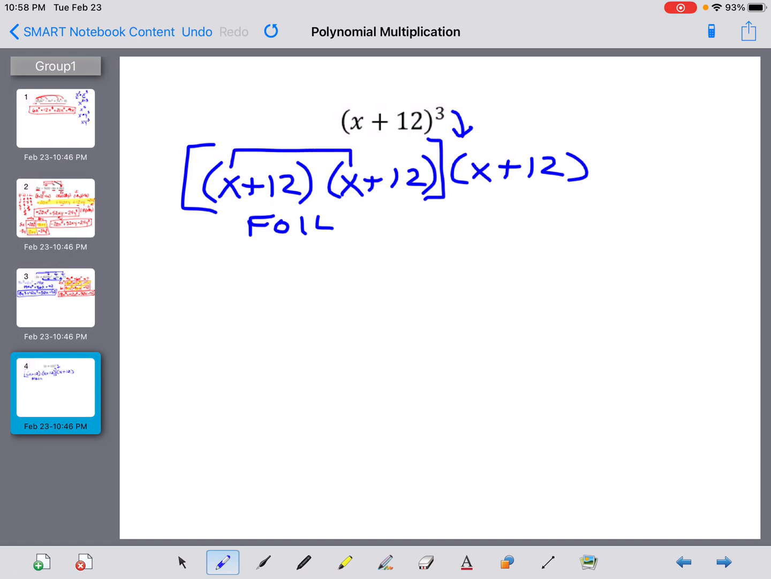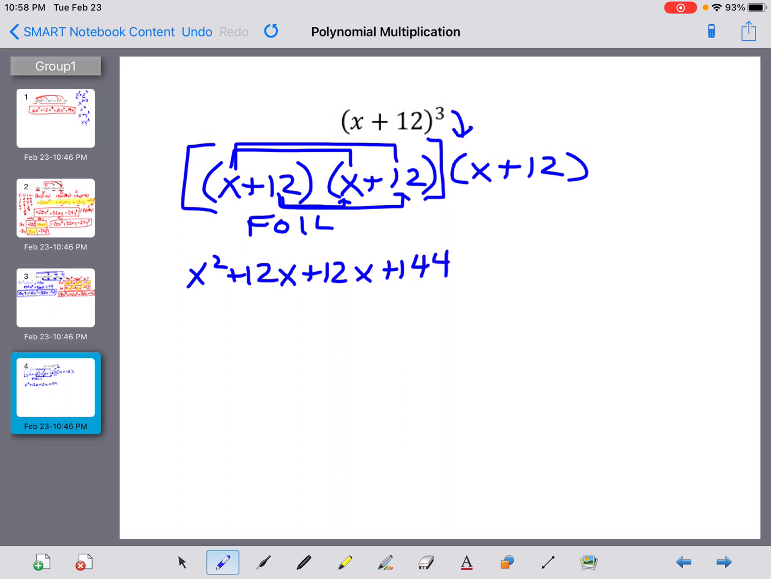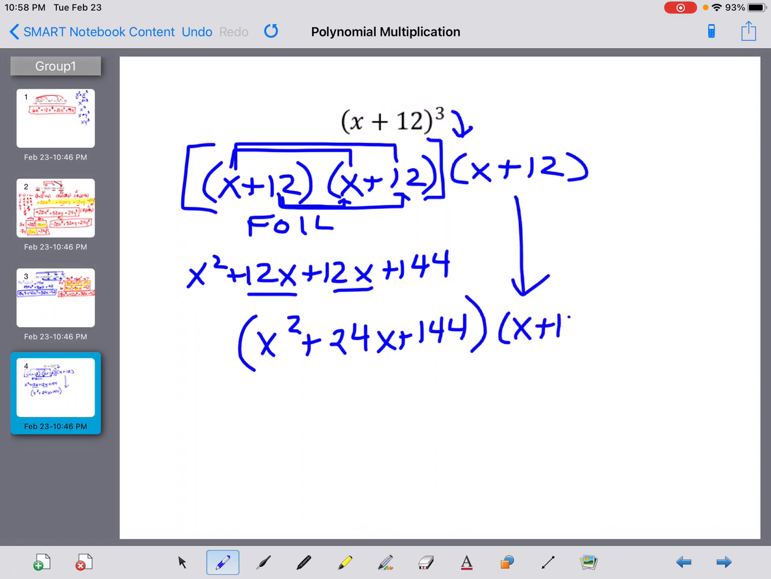First times first gives me x squared. Outsides, x times 12 gives me positive 12x. Insides is positive 12 times x, which is positive 12x. And last 2 is 12 times 12, which is positive 144. The only things I can join are the middle terms, so I get x squared plus 24x plus 144. That's the first 2. Now I'm going to bring down the one I haven't used yet.